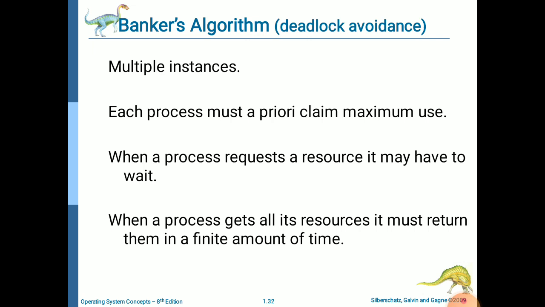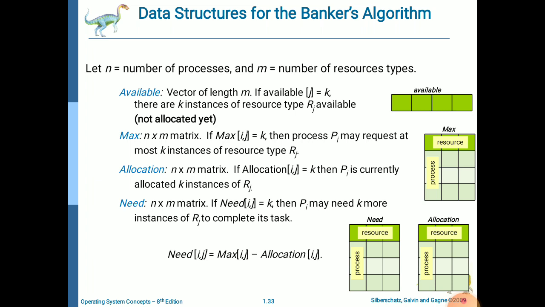So it comes in two steps. One is a safety check, and another one is request grant. Before looking into the algorithm, it consists of some variables and data structures. There are two variables, n and m. n indicates the number of processes, m indicates the number of resource types.